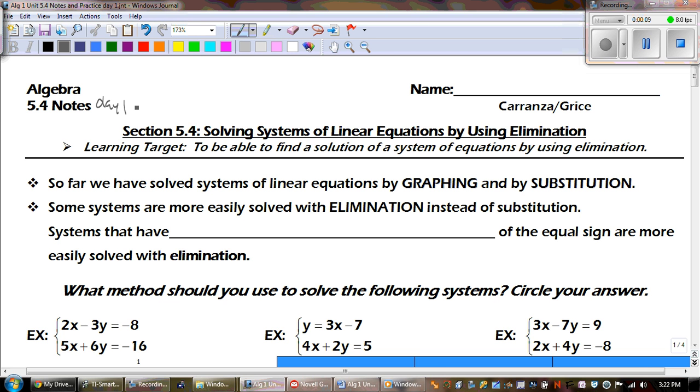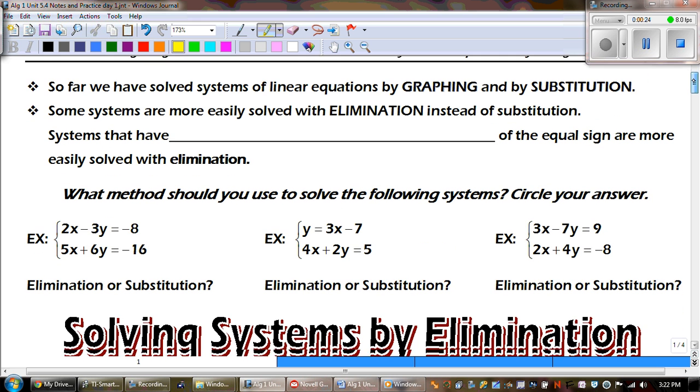Day 1. Today we're going to be talking about solving systems of linear equations by using elimination. Our learning target today is to be able to find a solution of a system of equations by using, that's right, elimination. Let's get started.